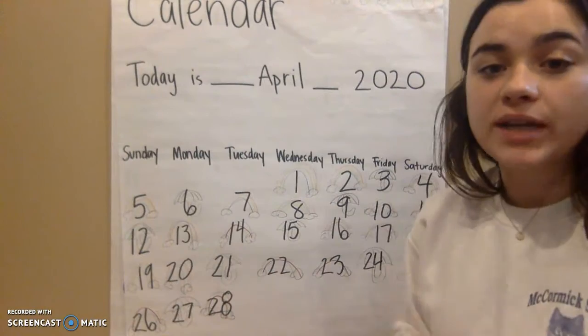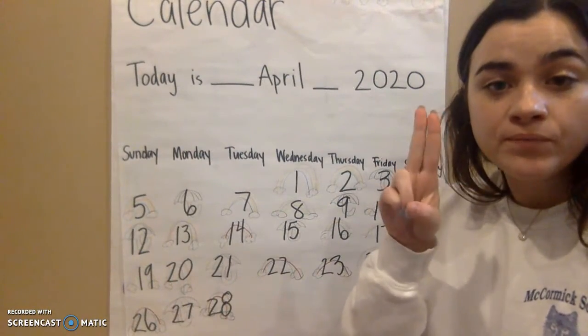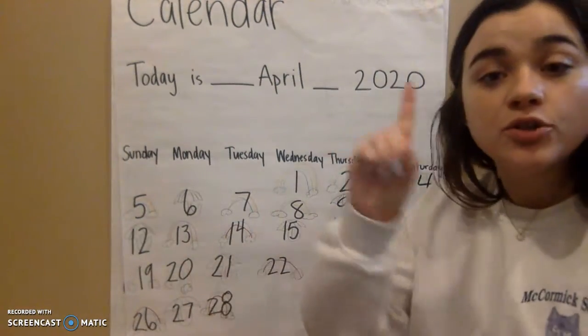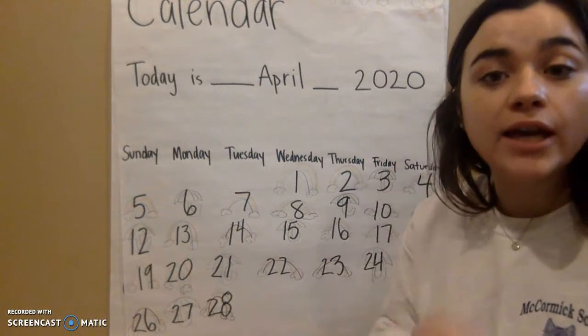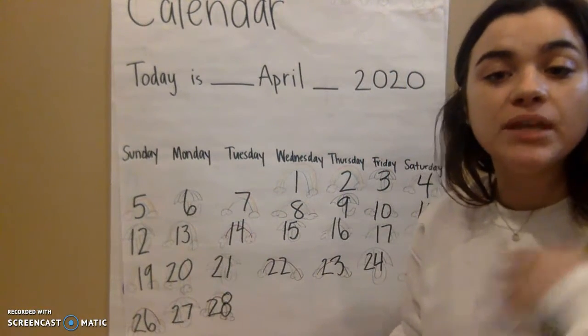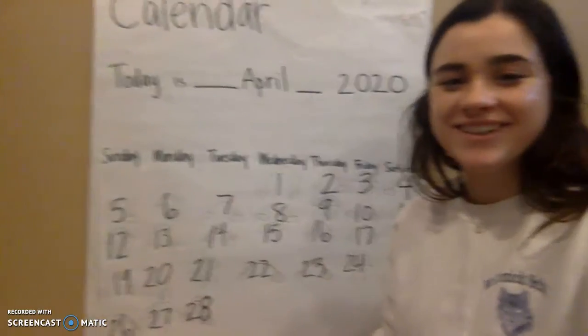When we write the number 28, we write the number 2, and then we write the number 8. 2 and 8 together make 28. Can you say that with me? 28. Very good, you guys.